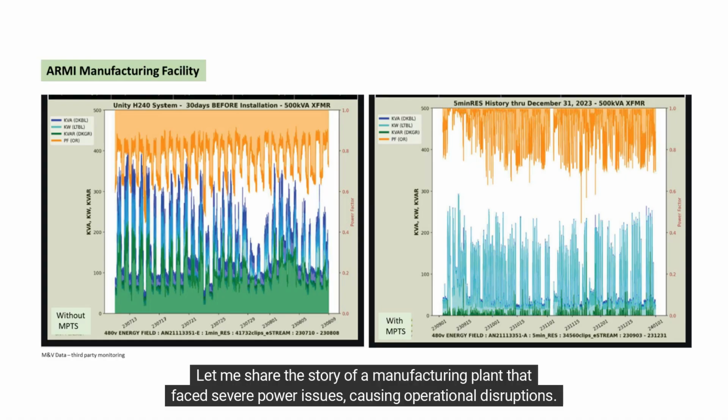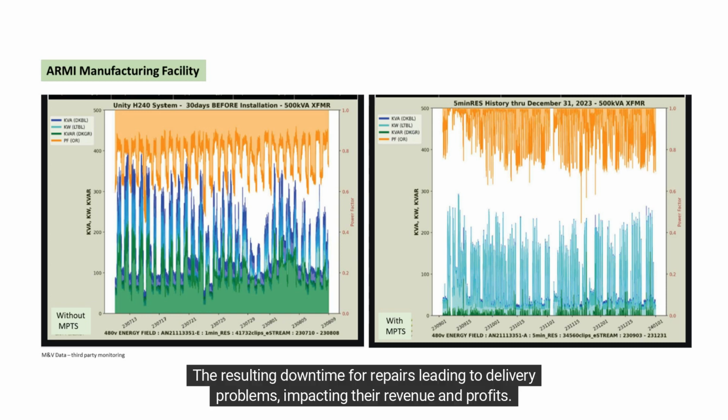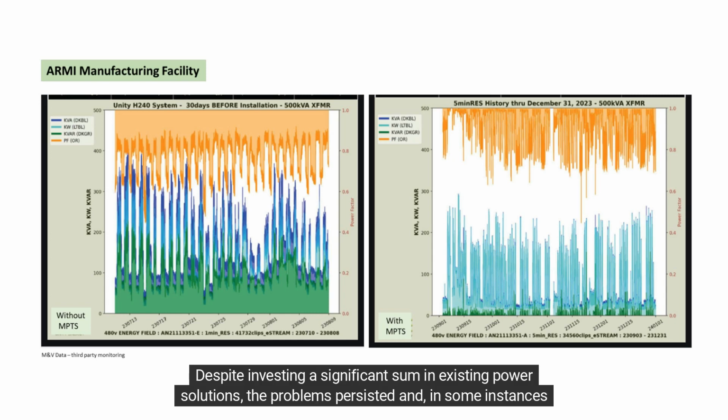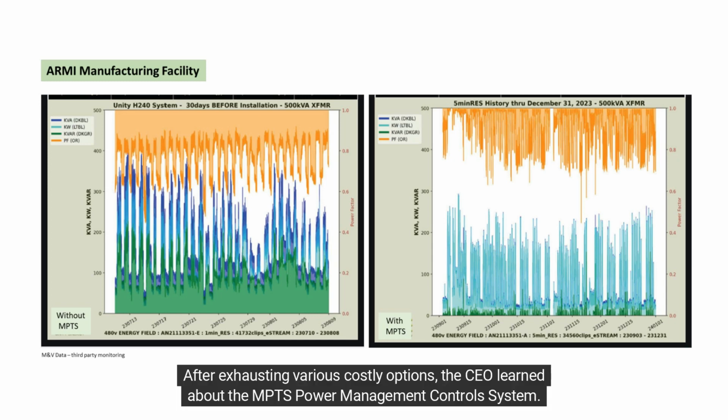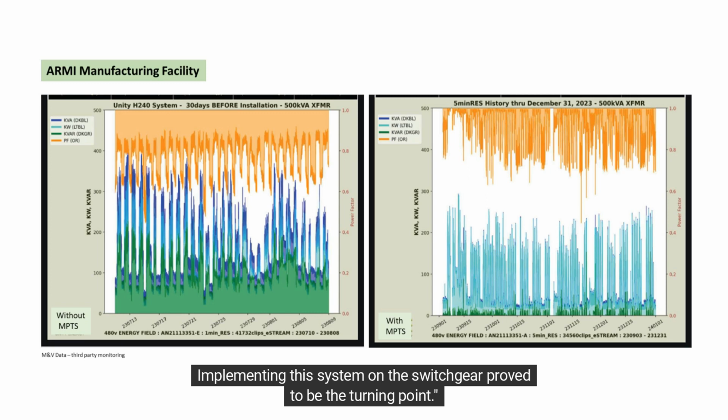Let me share the story of a manufacturing plant that faced severe power issues, causing operational disruptions. The resulting downtime for repairs leading to delivery problems, impacting their revenue and profits. Despite investing a significant sum in existing power solutions, the problems persisted and, in some instances, became worse. After exhausting various costly options, the CEO learned about the MPTS power management control system. Implementing this system on the switchgear proved to be the turning point.